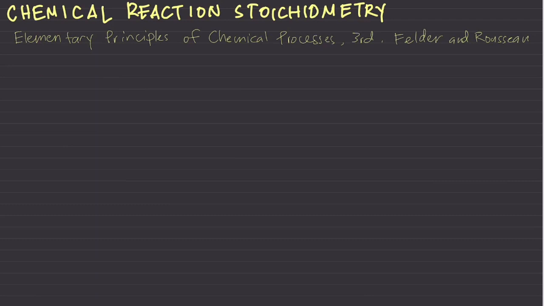Hello, students. So this online lecture will focus on the chemical reaction stoichiometry. This lecture is derived from the Elementary Principles of Chemical Processes, third edition by Felder and Rousseau. I am assuming in this lecture that the student knows about mass balances without chemical reactions.